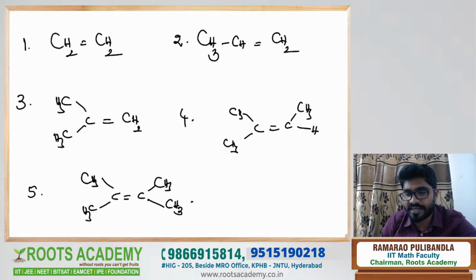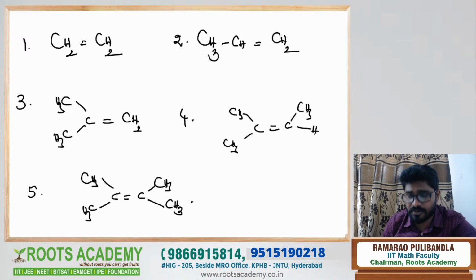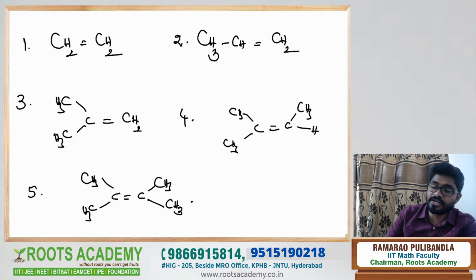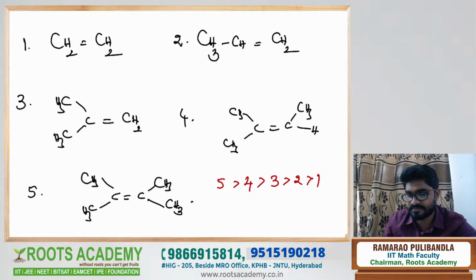I've already told you what kind of overlapping. Manjari, are you there or not? What kind of overlapping is there? Everything I told you. So according to that, you decide. We know that stability can be decided based on the number of hyperconjugations, because having more hyperconjugations, that is more stable. Yes, Vani, very good. So stability order is 5 greater than 4, 3, 2, 1, like that.